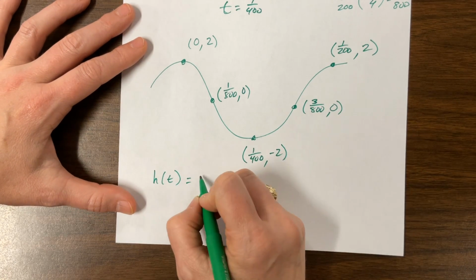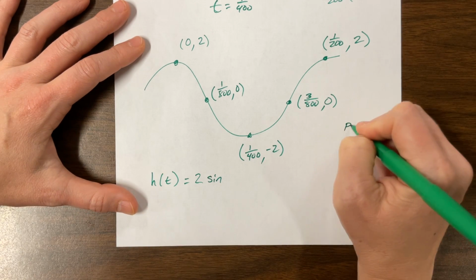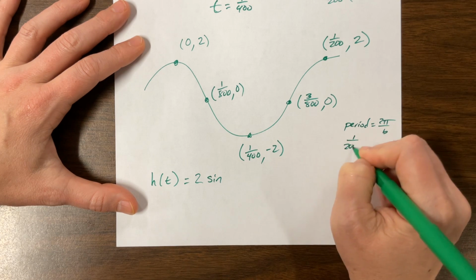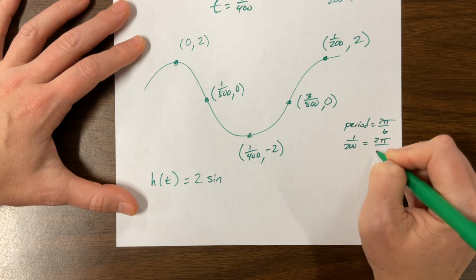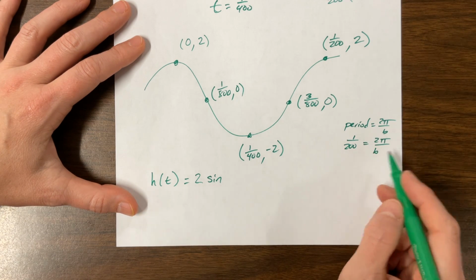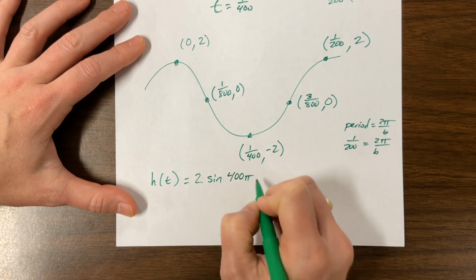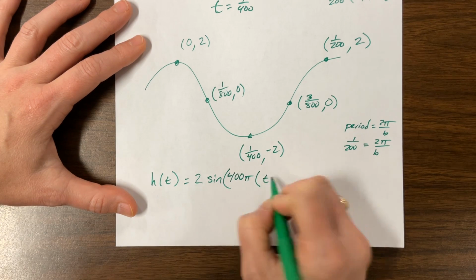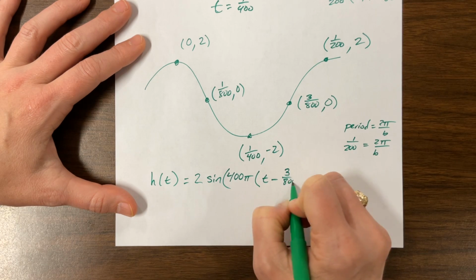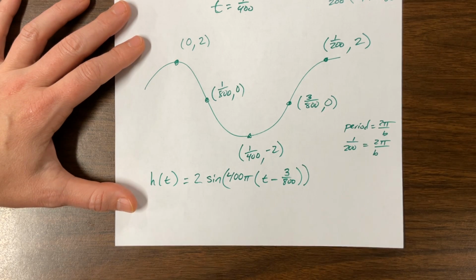Maybe the first one I see is a positive 2 for an amplitude, sine. My b value, my period here: the period is equal to 2 pi over b. Well, the period was 1/200, which is equal to 2 pi over b. And so cross multiply, b is equal to 400 pi. So sine of 400 pi times t. The first one that I see is that it's going to shift negative 3/800. And then we don't have to shift up because we were there at the midline.